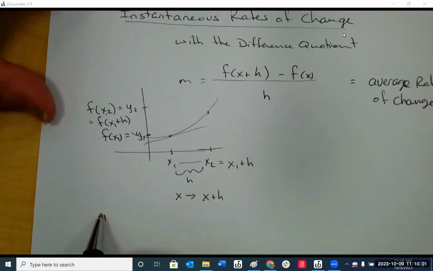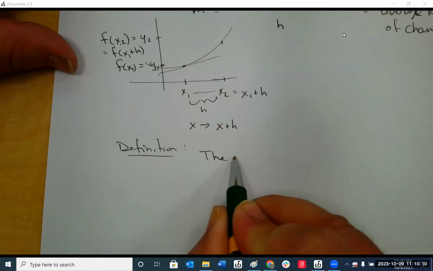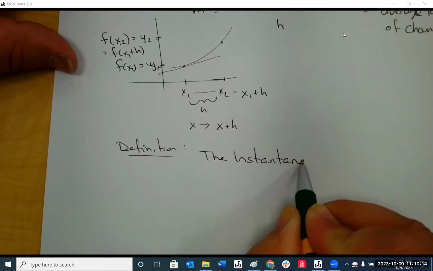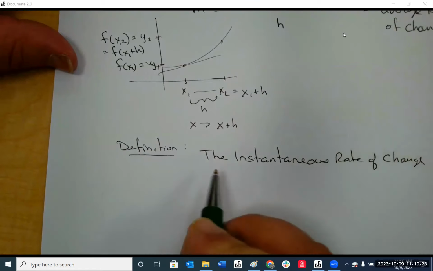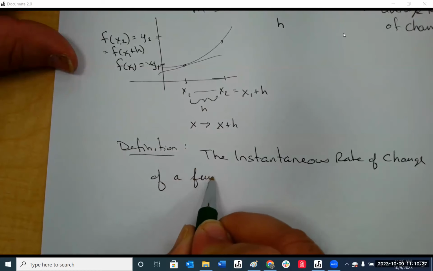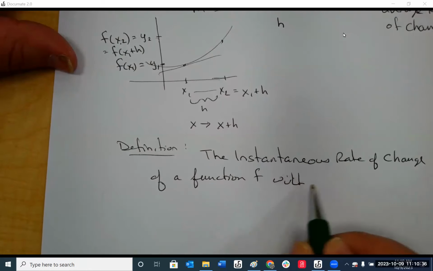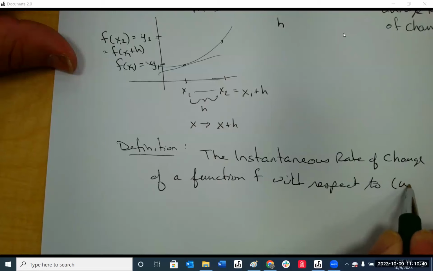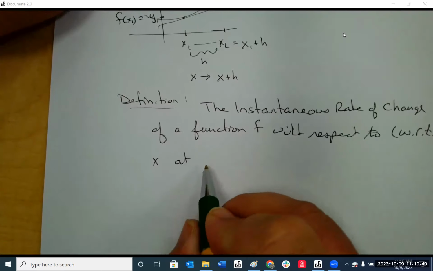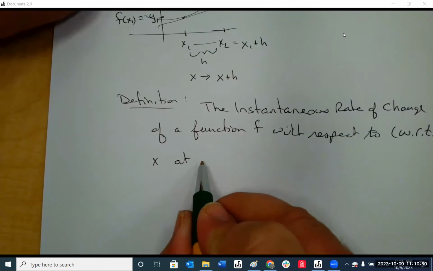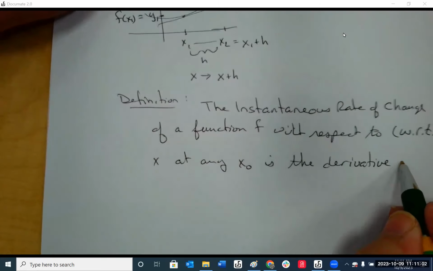Okay, here's the definition, the formal definition. The instantaneous rate of change of function f with respect to x at any x sub 0 is the derivative of f.